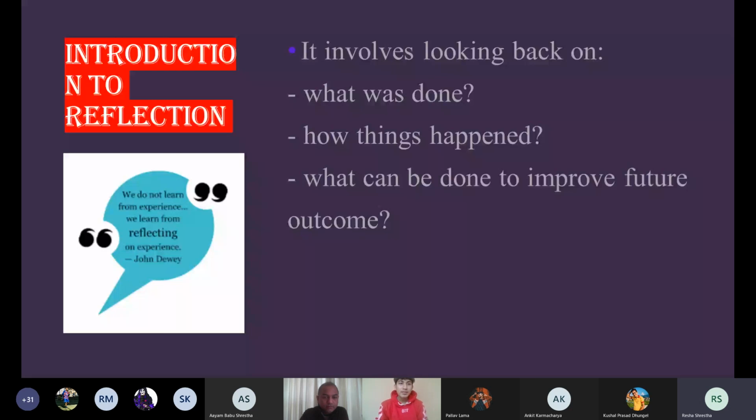Okay. So firstly, let's talk about reflection. What is it and why is it useful? Reflection is a process of exploring and examining ourselves, our perspectives, attributes, experiences, and actions or interactions. It involves looking back on what was done, how things happened, and what can be done to improve future outcomes. It helps us gain insight and see how to move forward.